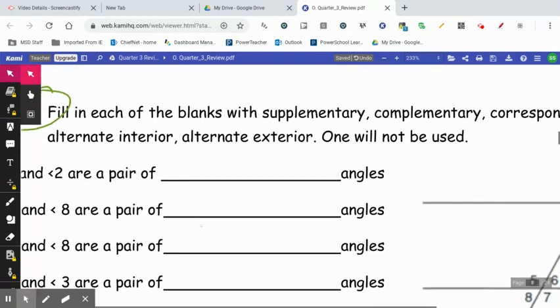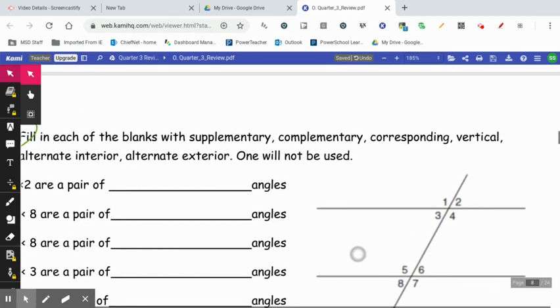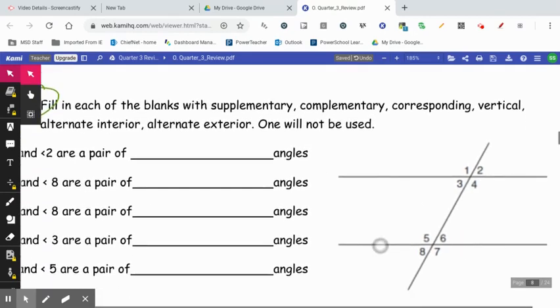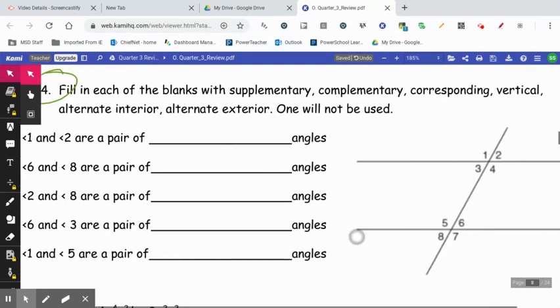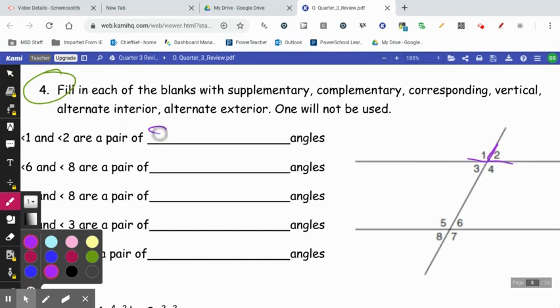Question number 4. It says fill in each of the blanks with supplementary, complementary, corresponding, vertical, alternate interior, or alternate exterior. One of those will not be used, okay? So we have to look at the different pairs of angles that we have. This is from Unit 2. So angle 1 and 2 is this one and this one. Those are supplementary angles.